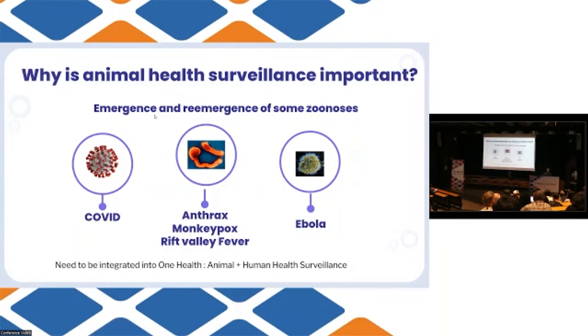So the general approach is then to integrate animal and human health surveillance into a One Health approach. And the reason why we want to focus a bit on animal health is that it is the poorest developed partner in this partnership.